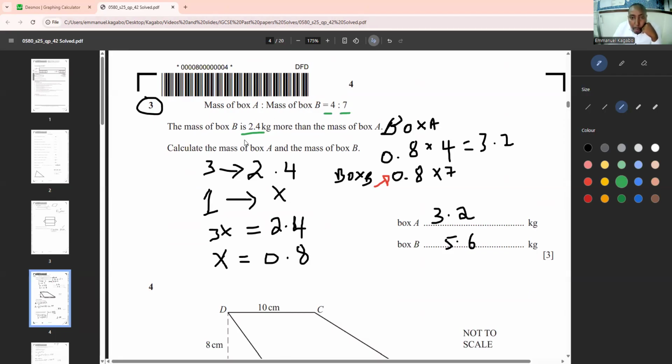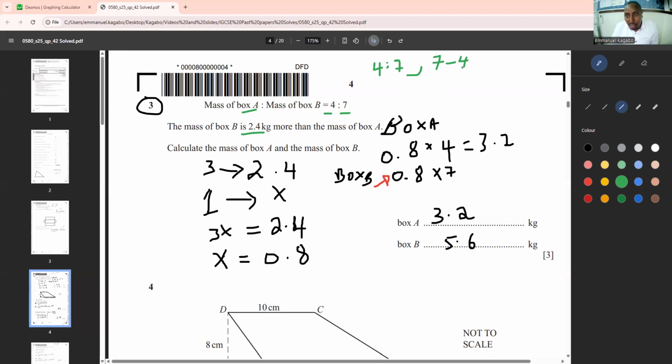A mass of box A, the ratio of mass of box A and mass of box B is 4:7. The mass of box B is 2.4 more than the mass of box A. Okay, 2.4 more. Now there are very many ways of approaching this question, but the easier way is to know box A has a ratio of 4 and box B is of ratio 7. So box B is how much more than box A? Basically, I will simply get 7 minus 4, and it is 3. In fact, it is 3 more.